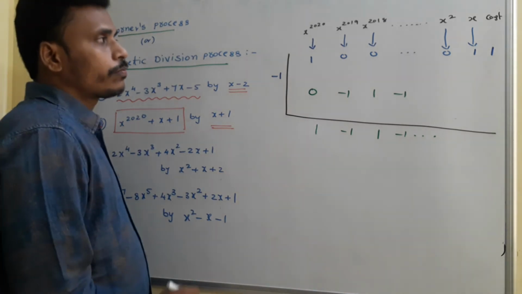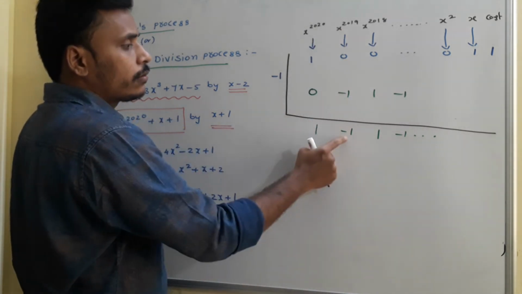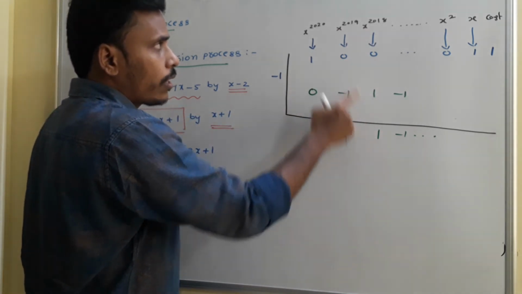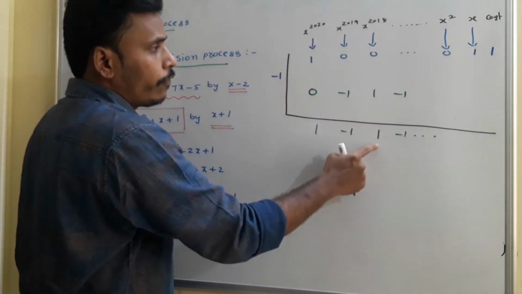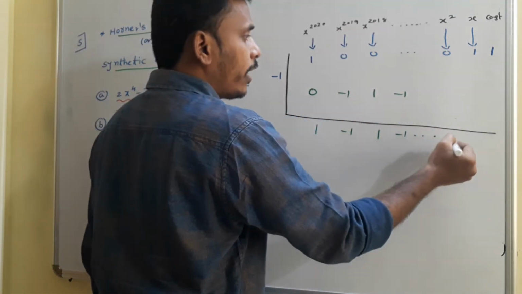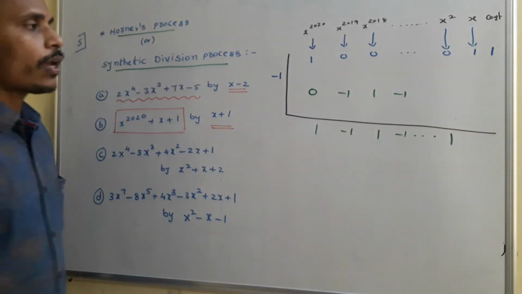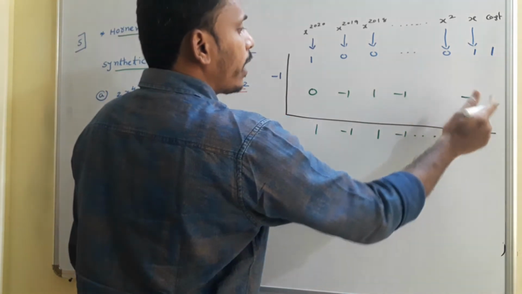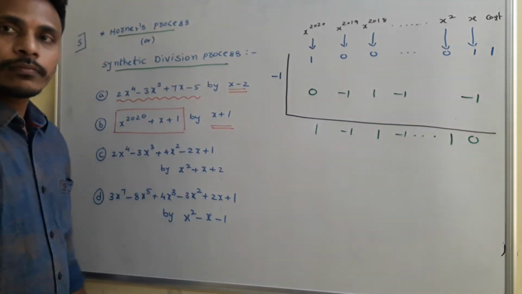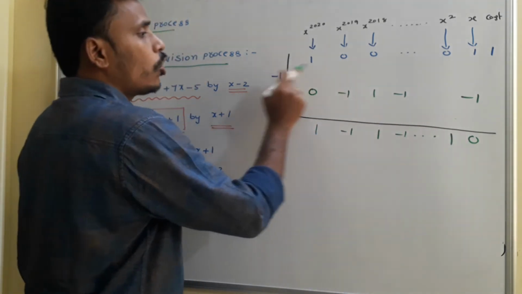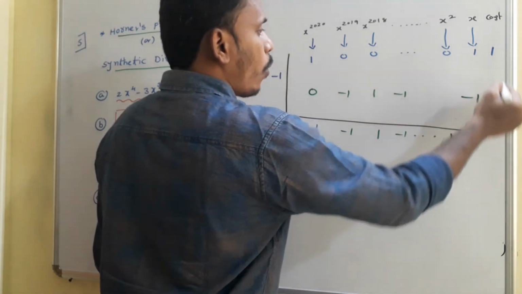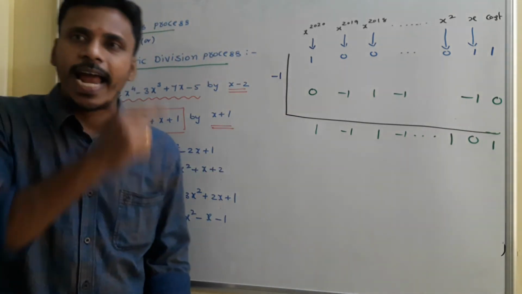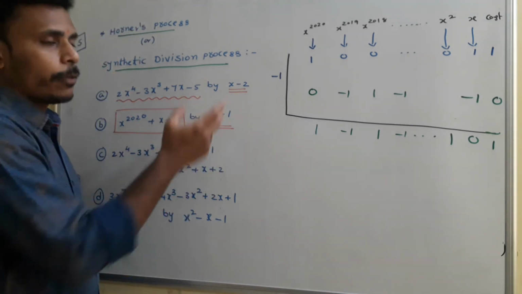And if you observe, for x power 2019, the value here is minus 1. For x power 2018, the value is 1. For odd degree minus 1, for even degree 1. Since x square is of even degree, you will get 1 here. And since it is 1, 1 into minus 1 is minus 1. Again 1 minus 1, which is 0. And since it is 0, 0 into minus 1 is 0. And 1 plus 0 is 1. Just observe it. Every time you just add column wise and then multiply with the previous one.